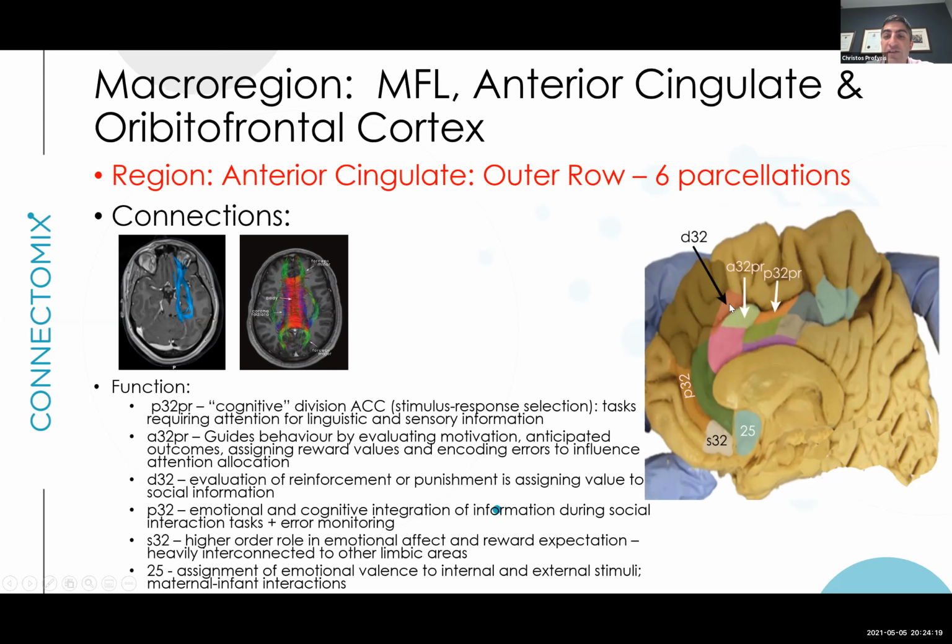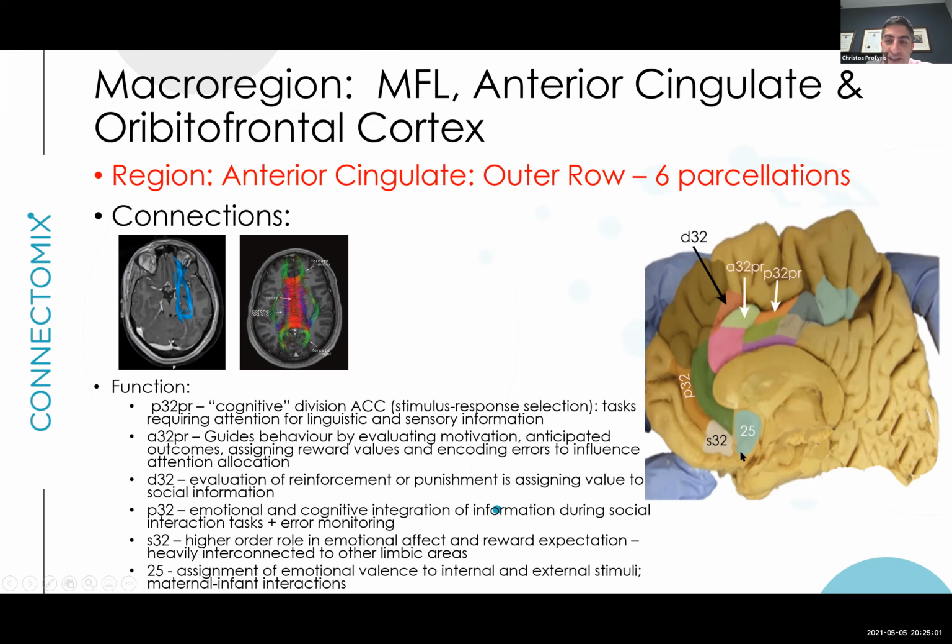D32 assigns value to social information. So it's probably the parcellation which decides if it's a good idea to get up during a wedding speech and have a talk or not. Then P32, again, sort of integrates information on a social scale. S32 sitting here is connected widely across the entire limbic system. So it has very wide connections, and it's probably a higher order hub of the limbic system, again integrating all of these functions that we talked about earlier for some uniform output.